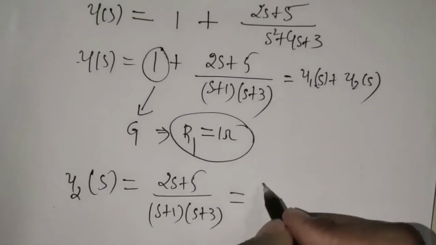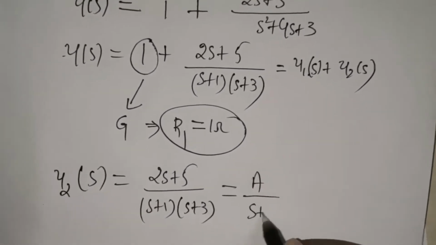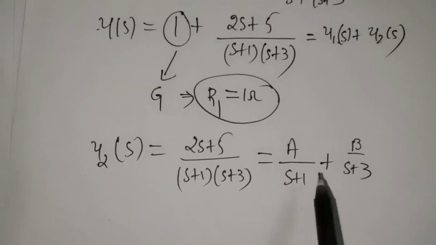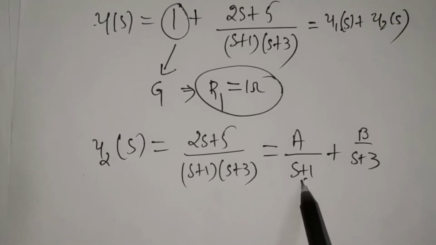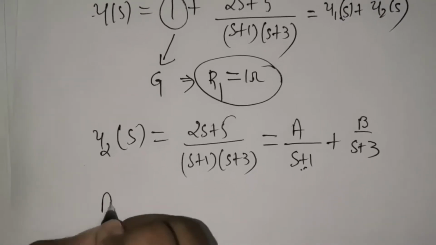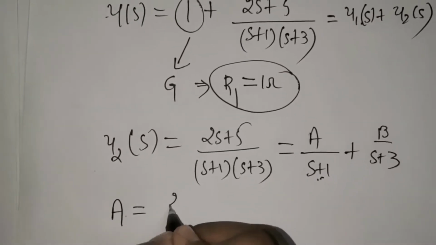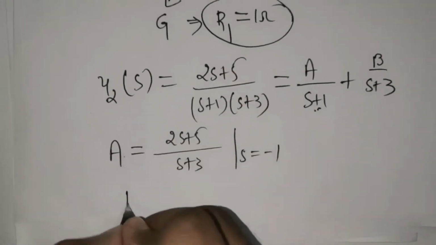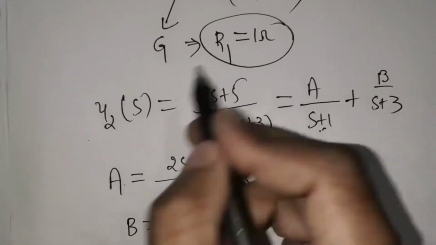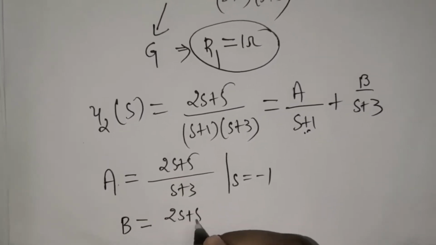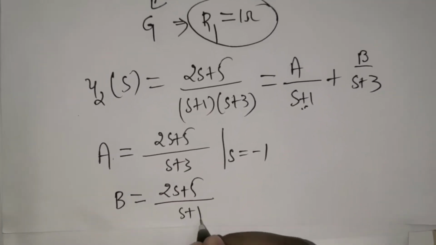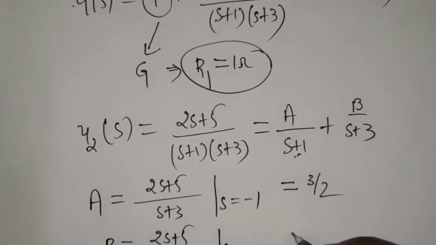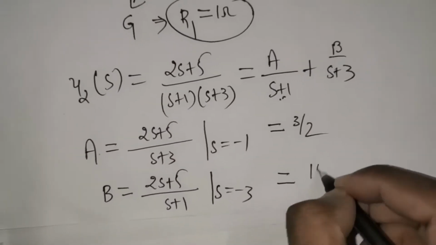Applying partial fractions, this becomes A by s plus 1 plus B by s plus 3. The same procedure: consider the entire term except s plus 1 for obtaining A value, 2s plus 5 divided by s plus 3, and substitute s equal to minus 1. For B, except s plus 3, consider the remaining term, 2s plus 5 divided by s plus 1, and substitute s equal to minus 3. You will get A value as 3 by 2 and B value as 1 by 2.